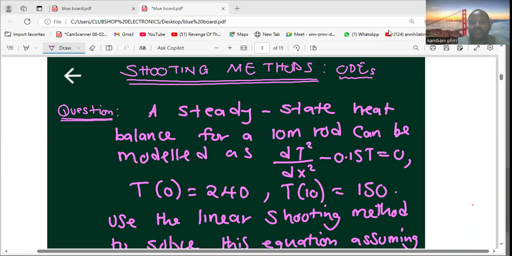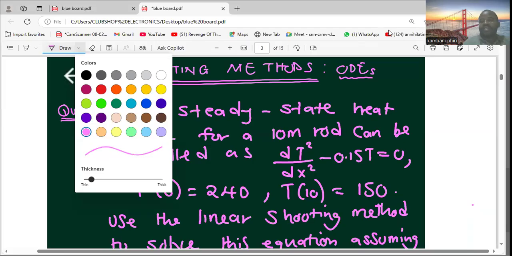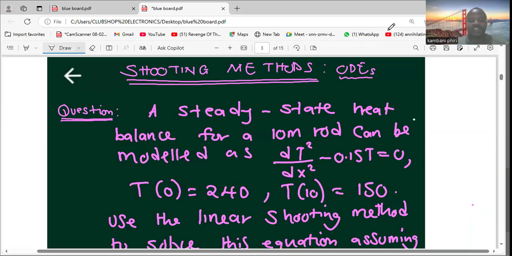In this presentation, we want to look at the shooting method. I must be quick to mention that this presentation is meant for university students, so the content may not be suitable for high school learners. With that said, let's look at the shooting method.